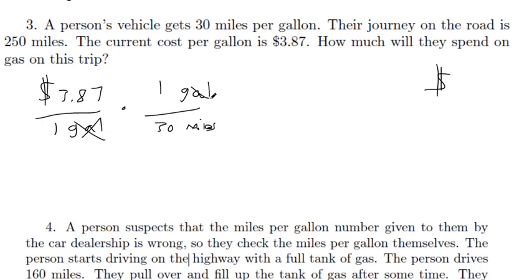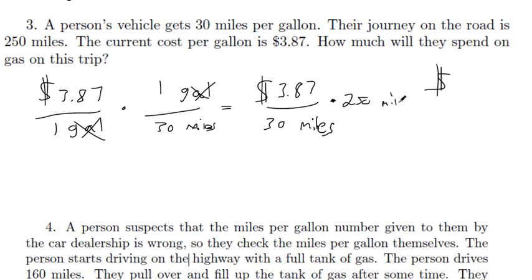That way the gallons cross cancel, but we've got miles now to deal with. So multiply straight across the top. $3.87 for 30. Oh, that can't be right. 30 miles. Oh, okay, that makes sense. I thought it was gallons, but we cross-canceled gallons. Okay, so we're getting closer to having just dollars. Now we just need miles to disappear, and that's where they tell us the journey on the road is 250 miles. So multiply this by 250 miles to make the miles units cross-cancel.